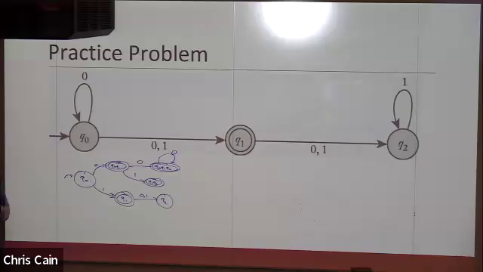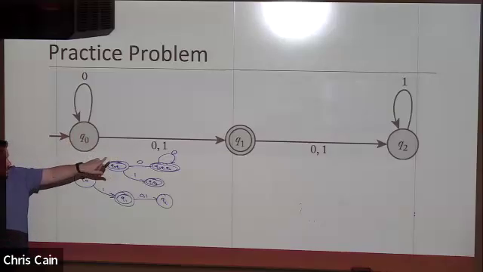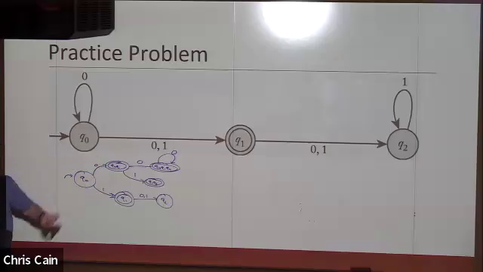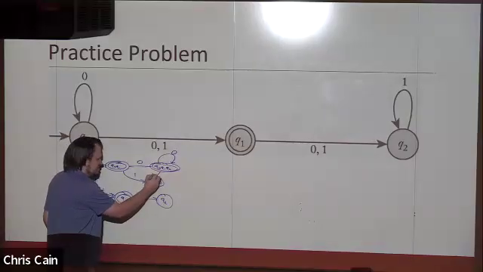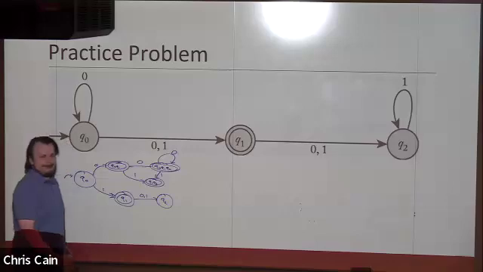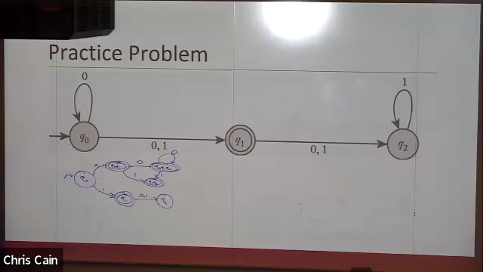How about on a 1? If we're in Q0 or Q1 or Q2, where could we get? If we're in 0, we get to 1. If we're in 1, we get to 2. If we're in 2, we get to 2. Q1 union Q2 union Q2 gives us Q1, Q2. So this edge goes down to an existing state, since we already made that state.